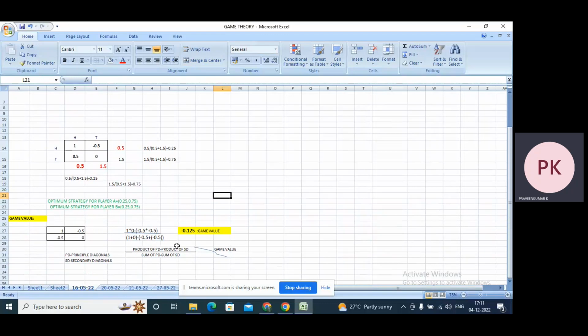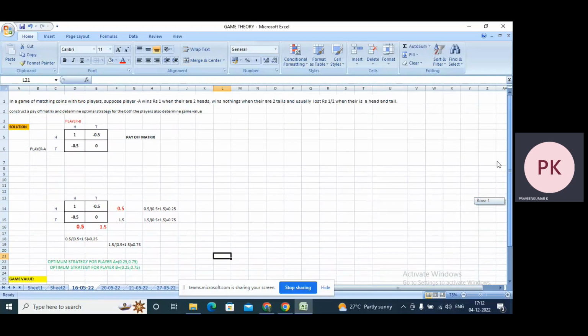As per this formula, the product of principal diagonals, 1 into 0, minus the product of secondary diagonals, minus 0.5 into minus 0.5, divided by the sum of principal diagonals 1 plus 0 minus the sum of secondary diagonals, that is minus 0.5 plus minus 0.5. So that gives minus 1.25. This will be the game value for the given problem. So this belongs to mixed strategy problem.